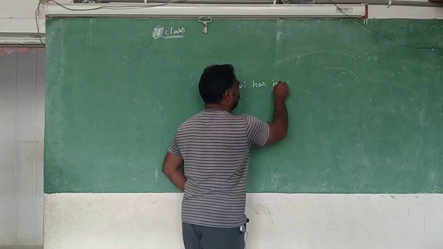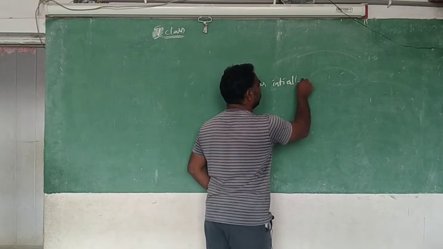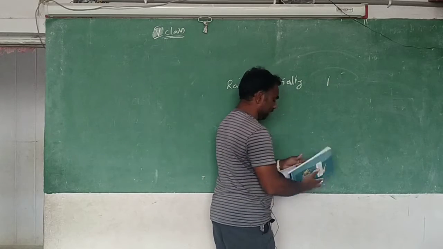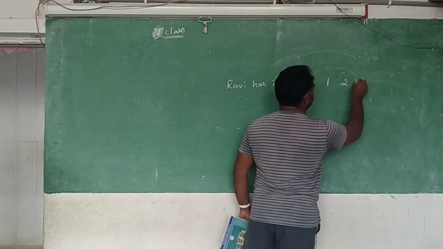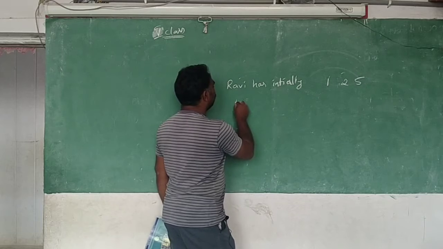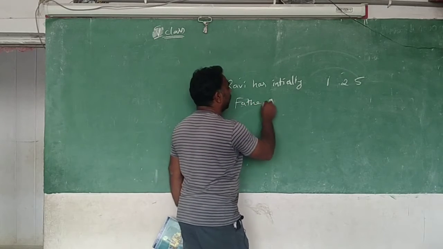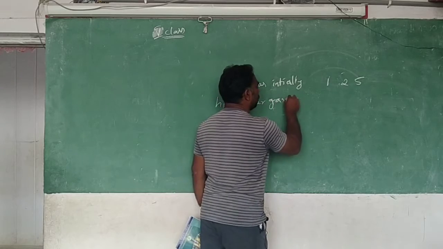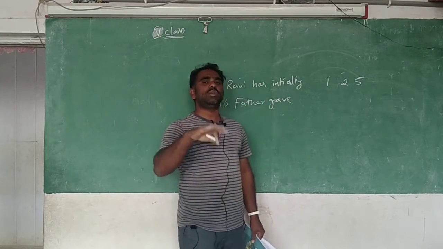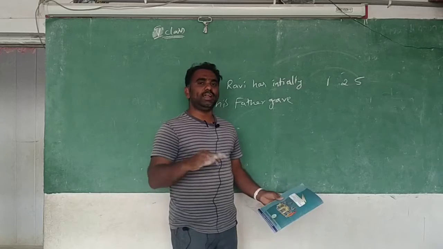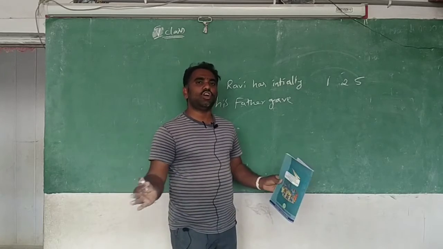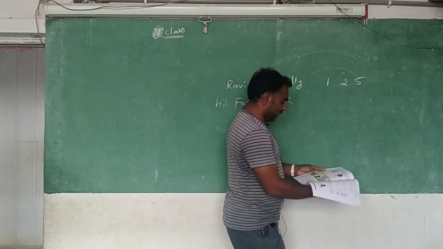Ravi has initially, means starting, 125 rupees. Then his father gave. How much did his father give to him again? For him only he has given again. Means money joined or gone? Yes, money joined, extra.